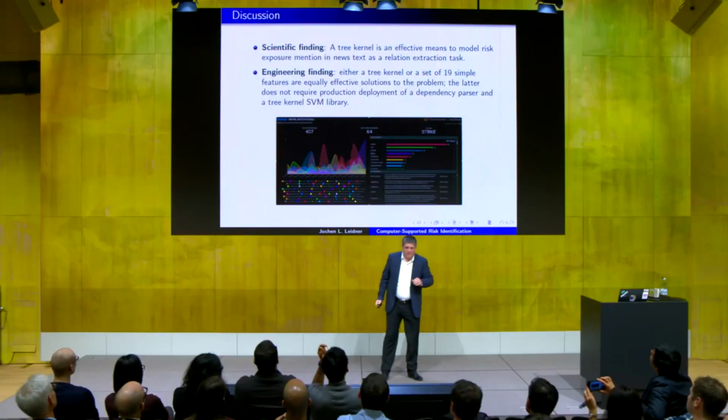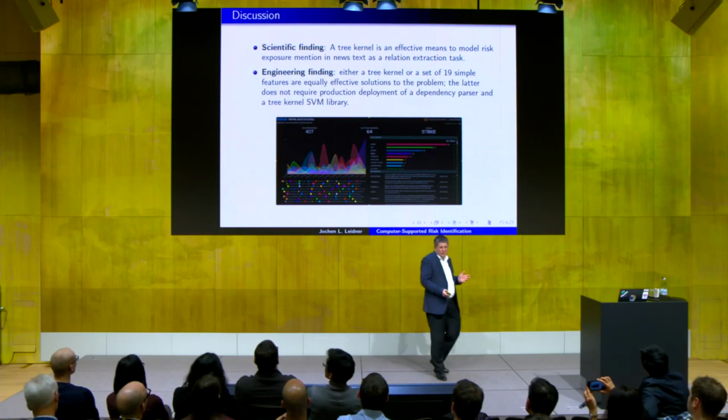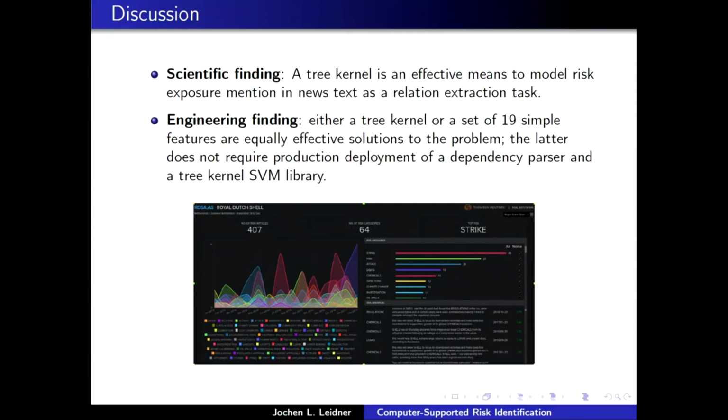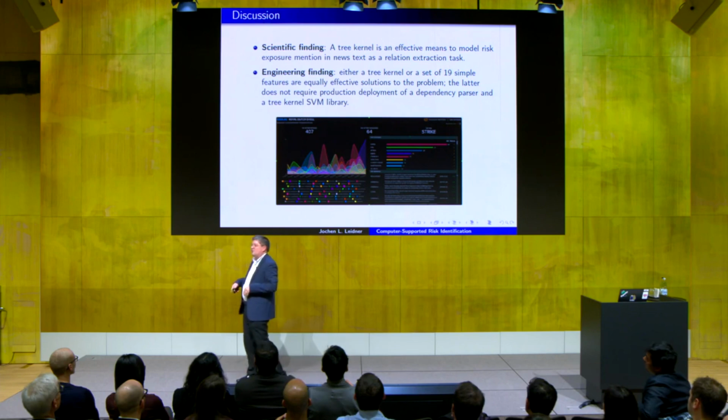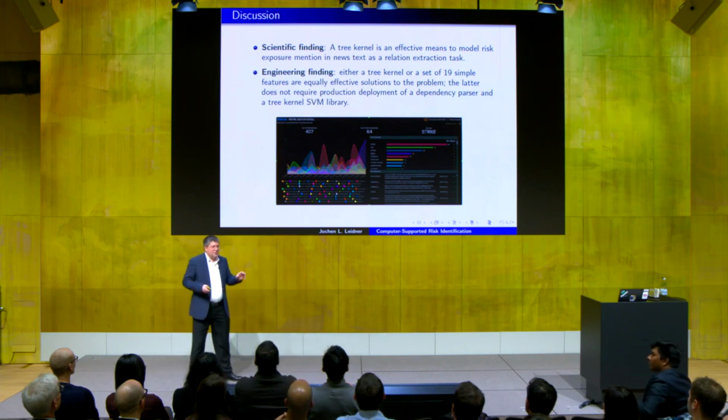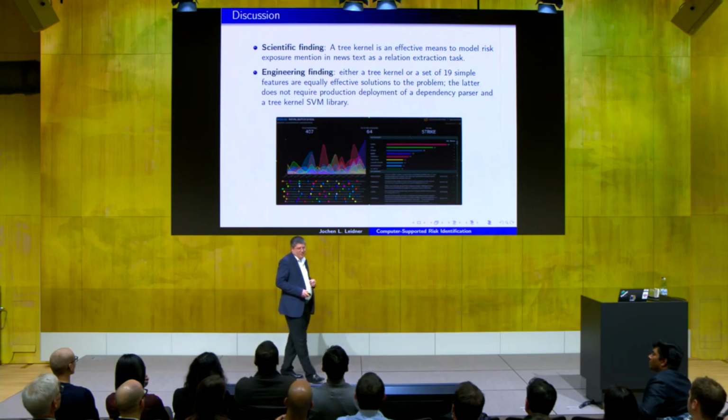So, a very brief discussion. We have 2 findings here. First of all, the scientific finding is that it is effective to use this combination of taxonomy learning plus supervised learning of the mentions of the risk terms and the company names in context. And a tree kernel is an effective means to model risk exposure of mentions of these exposures in news. So that's the scientific bit. The engineering finding is, well, you can either use a tree kernel or a set of these features. Actually, it should say 18 here. So they're both equally effective. If you want the best performance, absolutely, then you should combine them. But you could do one or the other to keep things simple if you want.